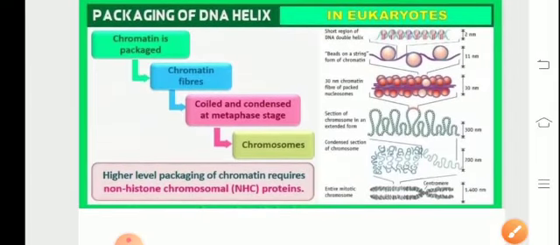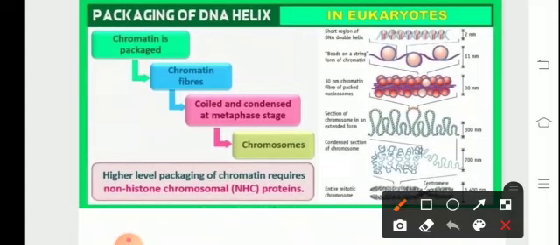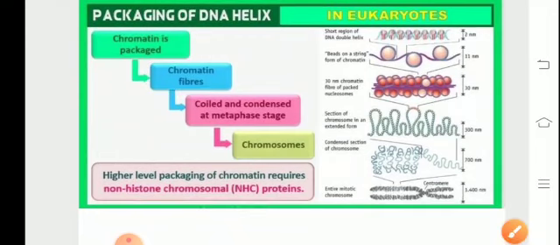Packaging of DNA in case of eukaryotes: the chromatin is packed into chromatin fibers. They get further coiled and condensed at the metaphase stage, and finally they lead to the formation of the chromosome. The packaging is carried out with the help of non-histone chromosomal proteins.